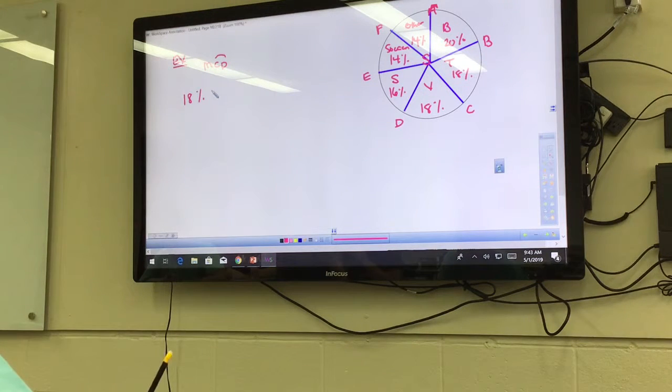So what is 18% in decimal form? 0.18. So I could take 0.18 and multiply that by the entire circle to find the degree of that arc. So 18% times what? 360 is going to give me the measure of arc CD. So what would that be? 65. Let's round it to the nearest 10. So arc CD is 64.8 degrees.